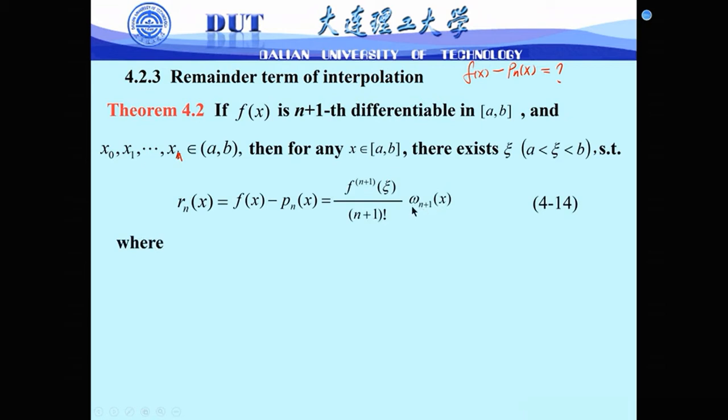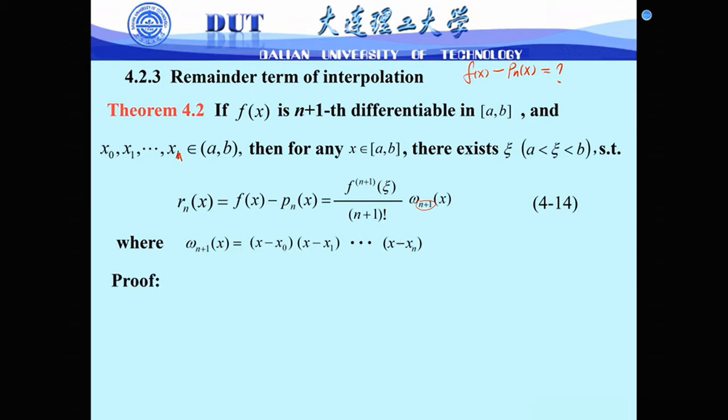We already used this formula before: omega n plus 1 of x equals (x minus x0) multiplied by (x minus x1) multiplied on to (x minus xn). So here you should know we have n plus 1 factors. So it is a polynomial of degree n plus 1. That is why we write the subscript n plus 1, meaning the degree. Is it okay for you? This is the remainder term.